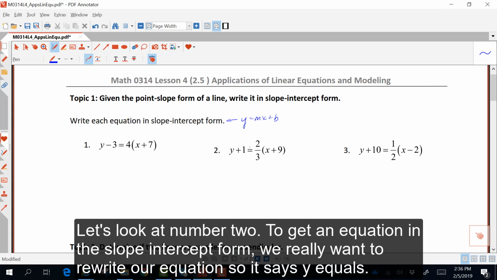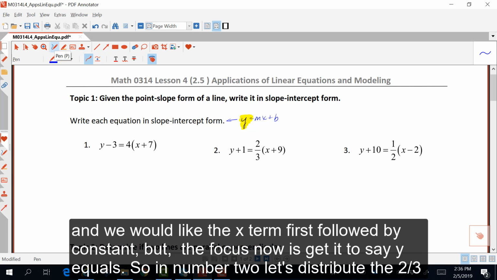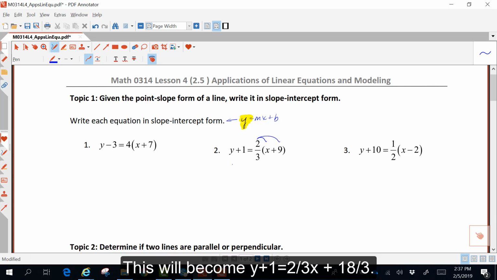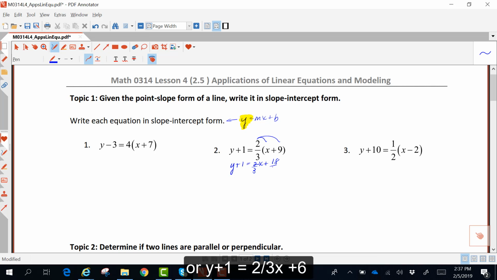To get an equation in the slope-intercept form, we really want to rewrite our equation so it says y equals. Then we would like the x term first followed by a constant, but the focus now is get it to say y equals. So in number 2, let's distribute the 2/3. This will become y plus 1 equals 2/3 x plus 18/3, or y plus 1 equals 2/3 x plus 6.